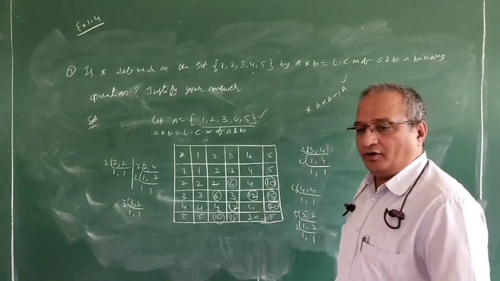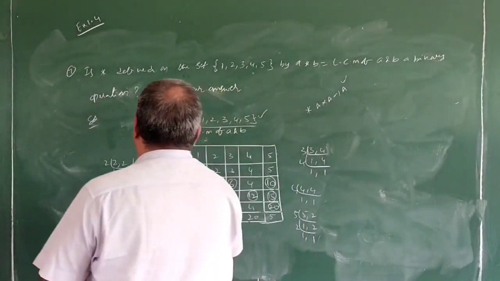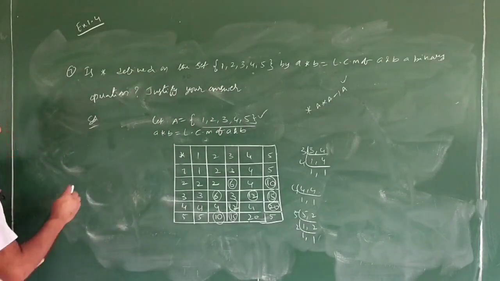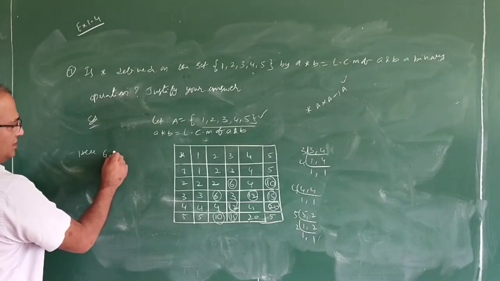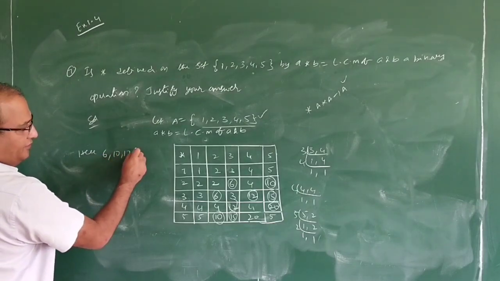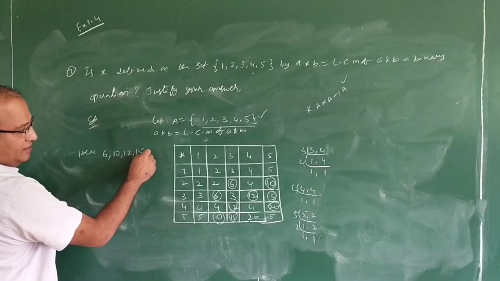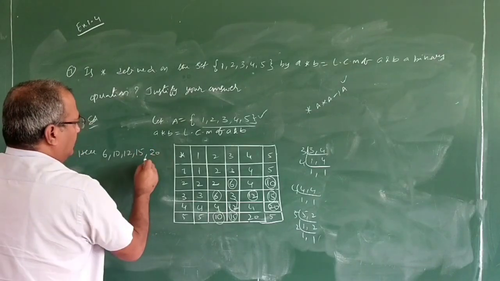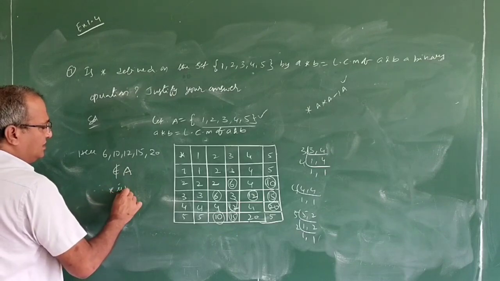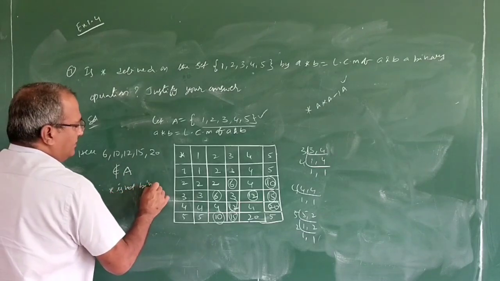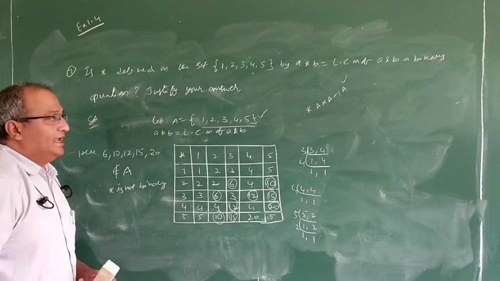So what I am going to write as the answer justification for this one. See here, 6, 10, 12, 15, 20. All these do not belong to A. Therefore, star is not binary.